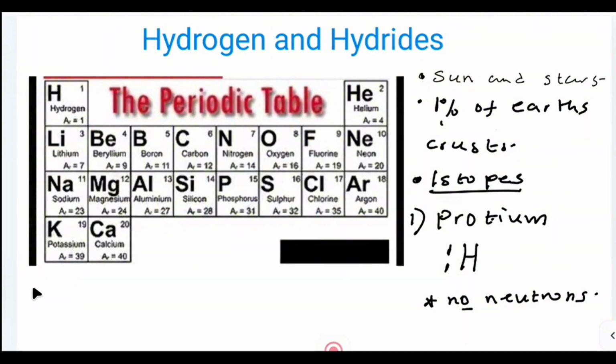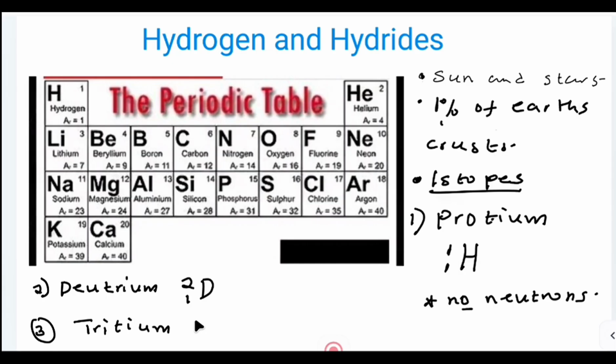The second isotope of hydrogen is called deuterium or heavy hydrogen, and the symbol for deuterium is 2 1 D. And then the third isotope of hydrogen is tritium, or radioactive hydrogen, and we represent it with 3 1 T.